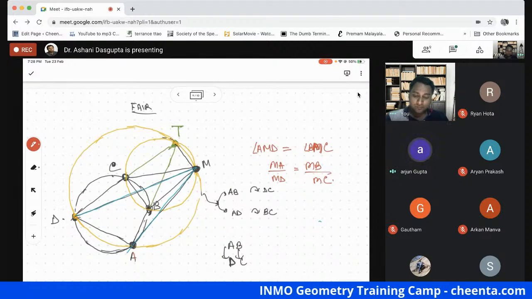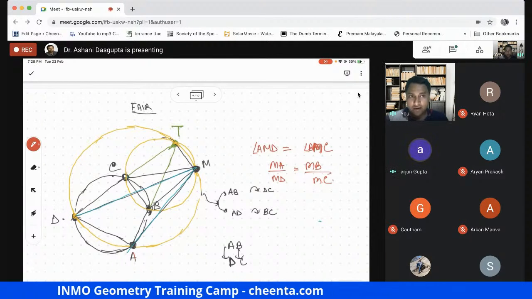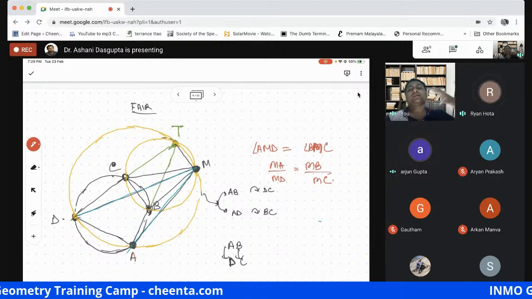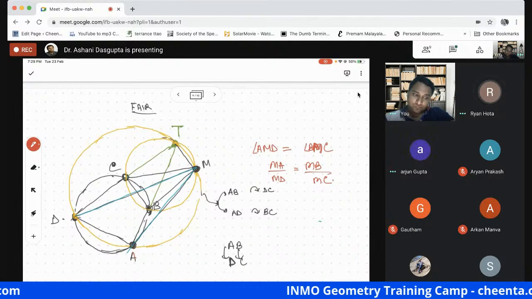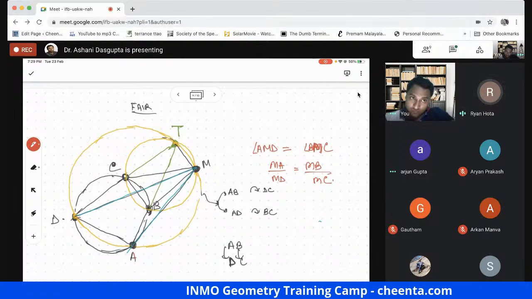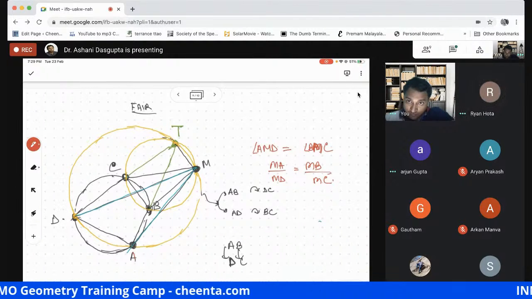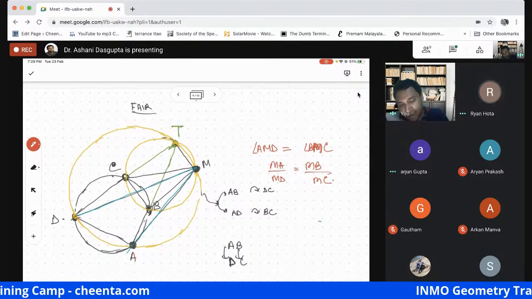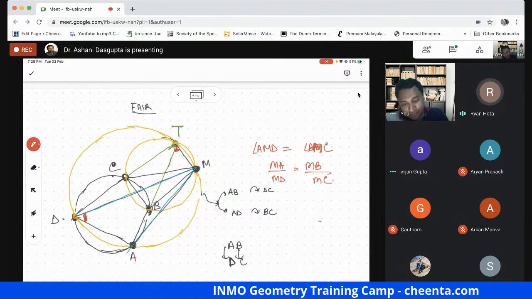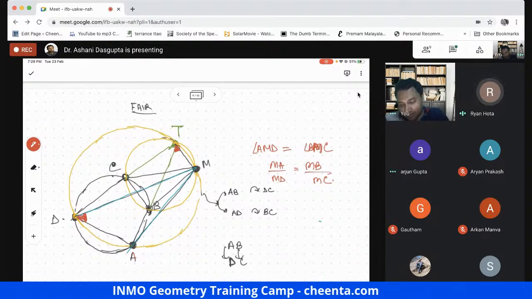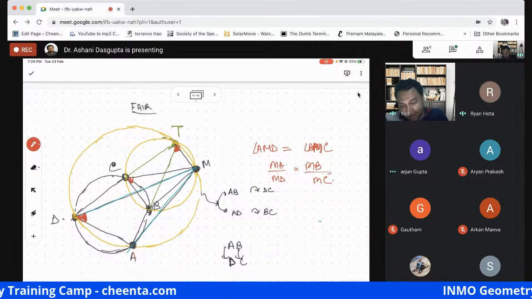I mean, you can guess how you would do it. You will just use similar triangles for this. I can say that angle ADM is equal to angle ATM, this angle, which is equal to angle BCM, which is this angle.